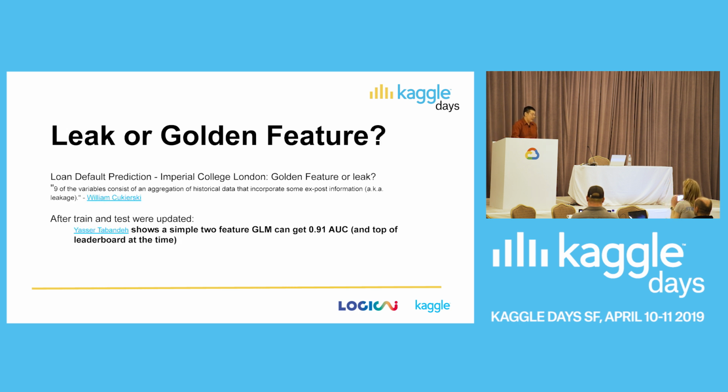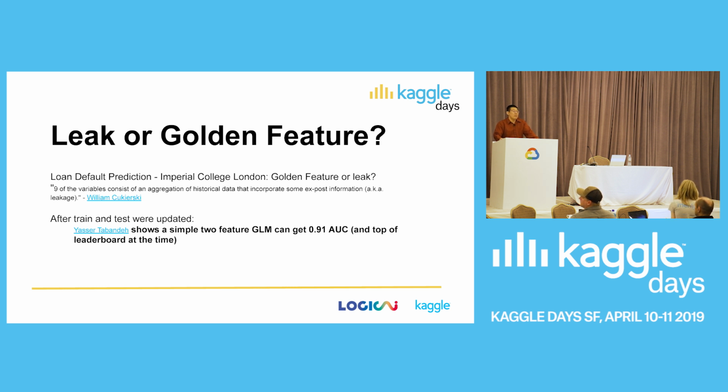So this is one of the first competitions that I was part of, which is the loan default prediction by Imperial College London. I believe it had a reset, and new train and test data was released, and it was found there was a golden feature, basically. It could have been leakage. No one really knows, or maybe very few people know. But it was posted on the forums, and if you used these two features and just put them in a GLM, you'd get a really high score, top of the leaderboard.